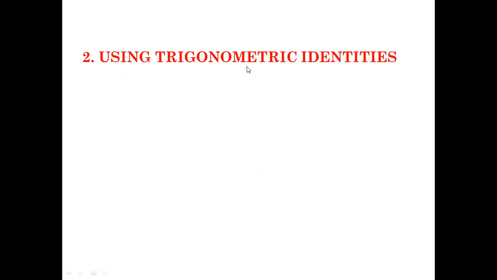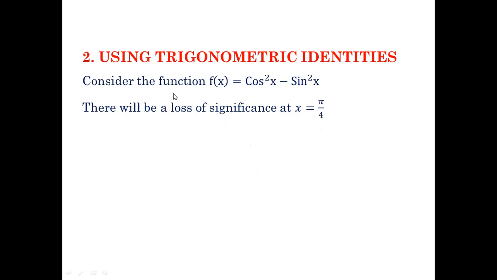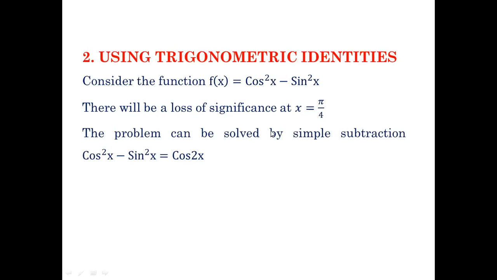Next, using trigonometric identities. We can consider a function f of x equal to cos square x minus sin square x. There will be a loss of significance at x equal to pi by 4, because cos pi by 4 is 1 by root 2 and sin pi by 4 is 1 by root 2. So if we square, 1 by 2 minus 1 by 2 is 0. The problem can be solved by simple subtraction. For cos square x minus sin square x, we have the formula, so by using this formula, we can write cos 2x.